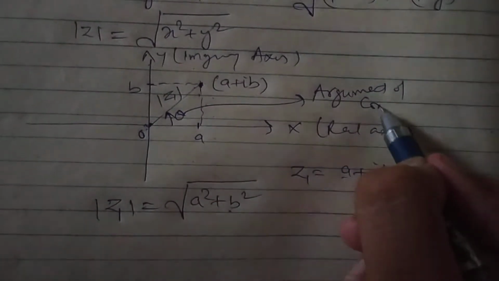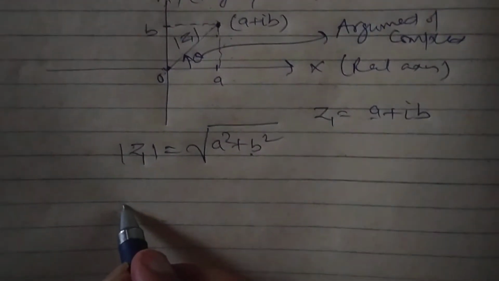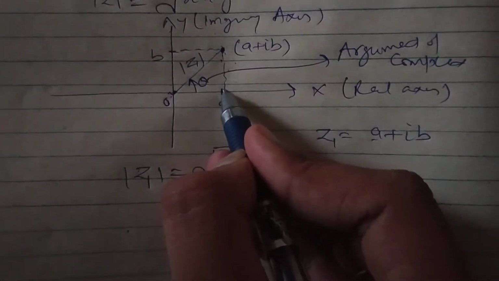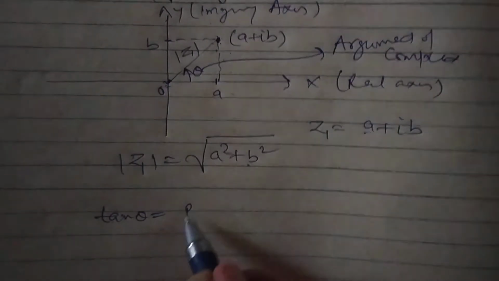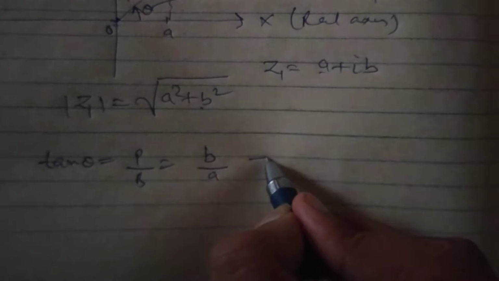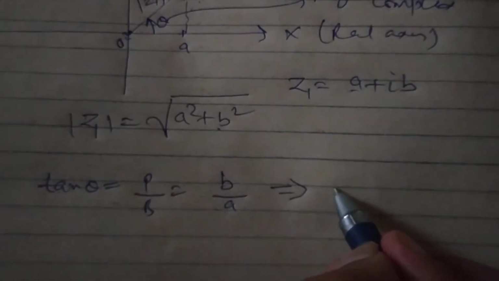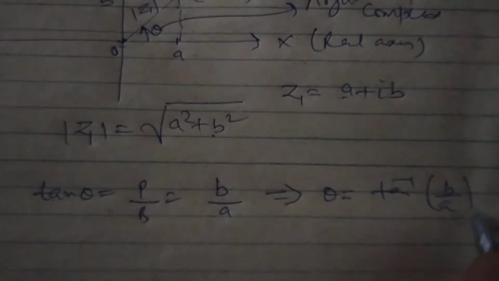So when we talk about calculating the argument, we know that this is your perpendicular and this is your base, and tan theta equals perpendicular upon base. That is, this b part upon this a part. So when calculating the argument, theta equals tangent inverse of b by a. Similarly, now we will talk about the Euler form, and then further we will discuss the polar form.